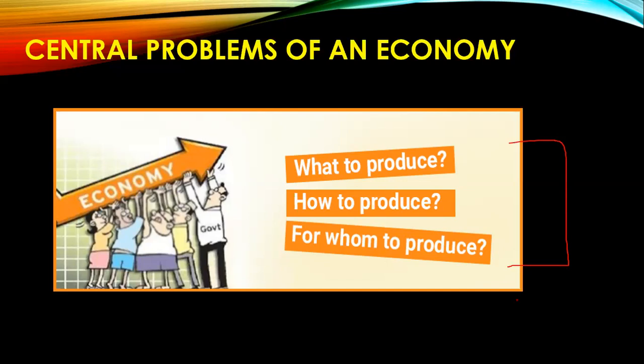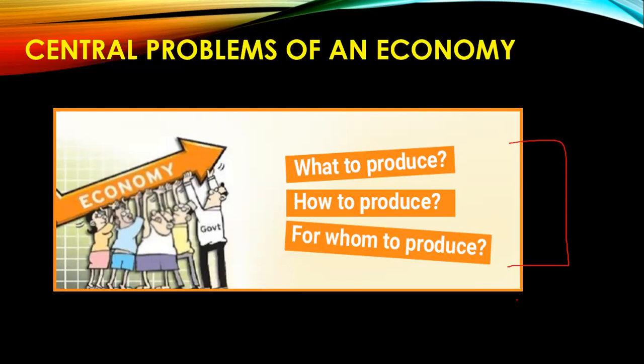The first is what to produce, which means a government needs to decide which type of commodity they need to produce. A consumer good or a capital good. Do they need to produce more of food products, or they need to produce more of machines? So that is how they are making a choice.